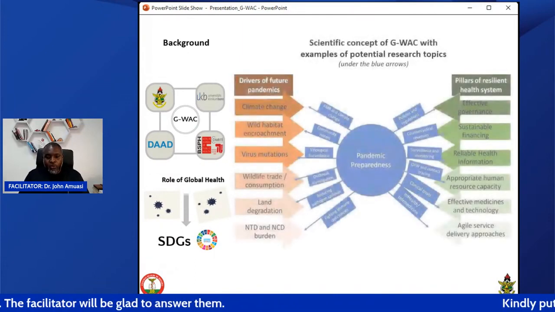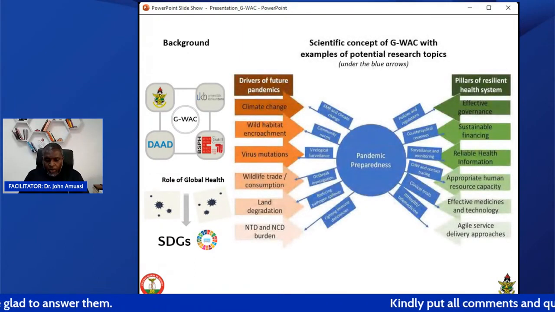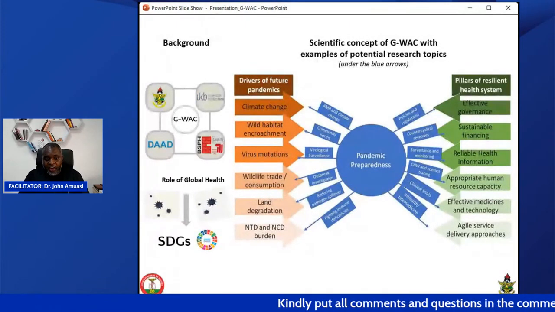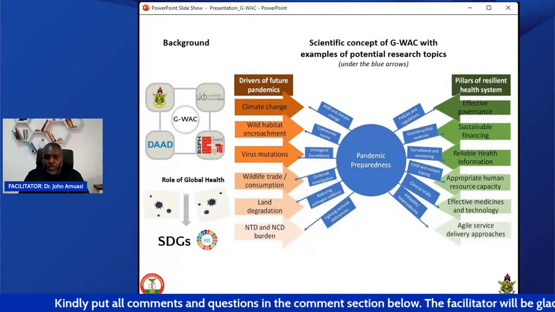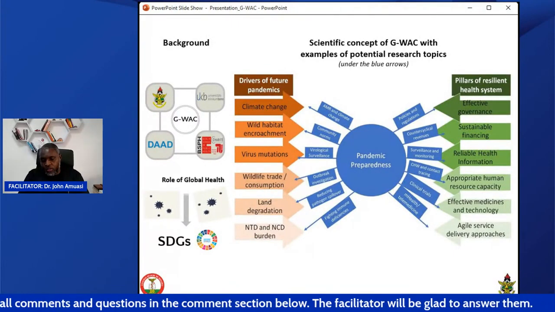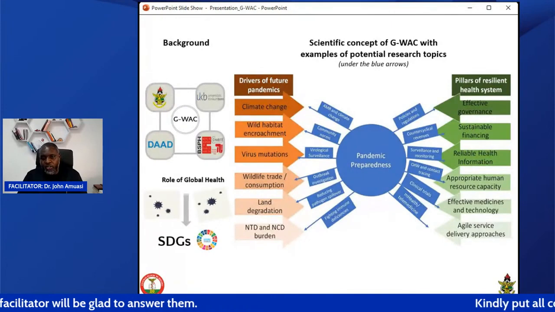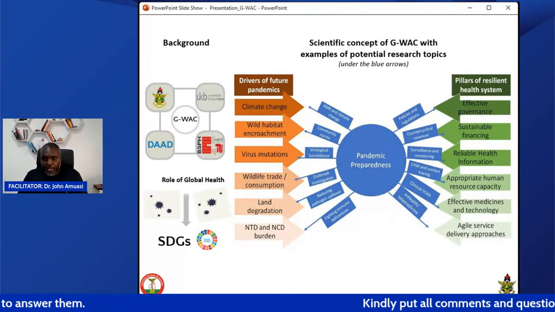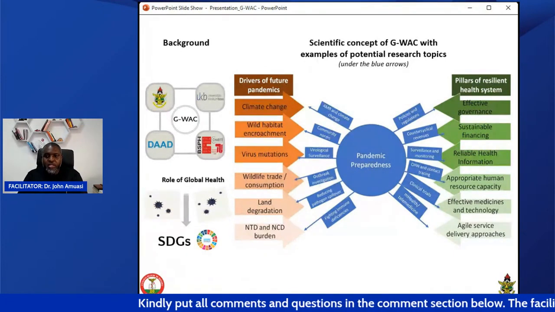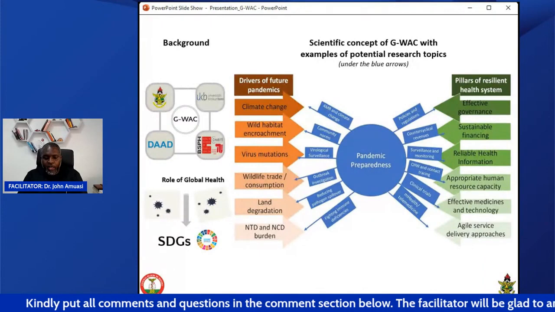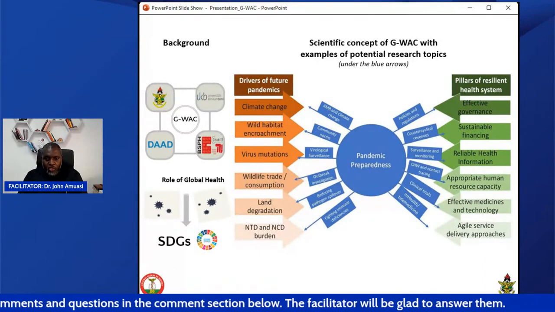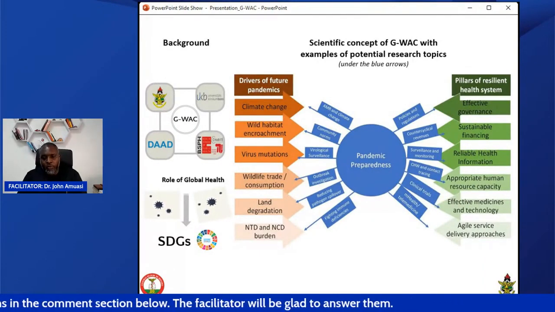We have anchored our activities within the Sustainable Development Goals, and you'd realize that even in the definition of One Health, there is a very clear mention of sustainability, and there's a very clear mention also, beyond just sustainability, of equity and other important considerations. Very specific with G-WAC, we have conceptualized this around drivers of future pandemics and what it would take within a health system to be able to withstand the shocks that will come from future pandemics.